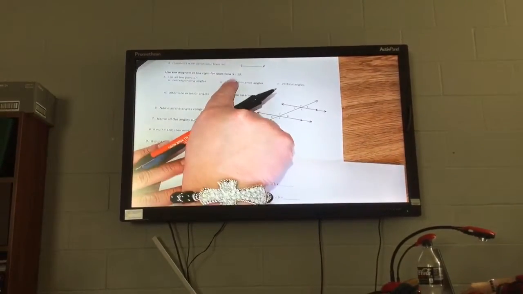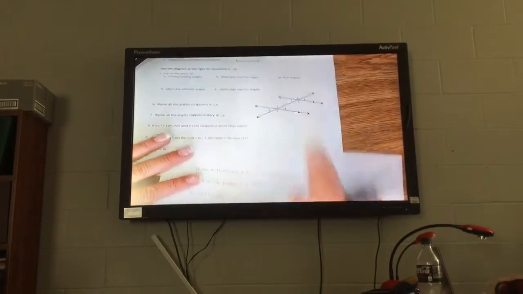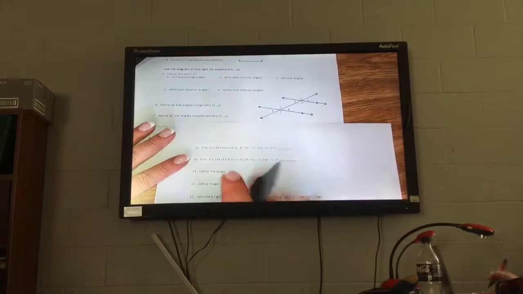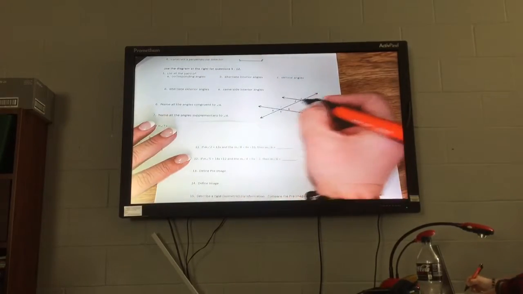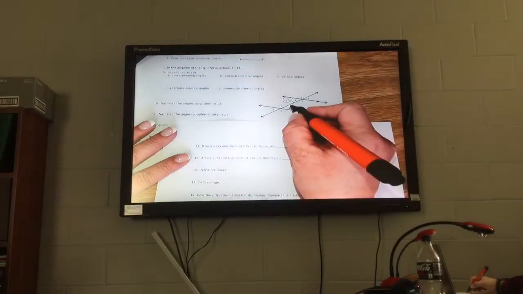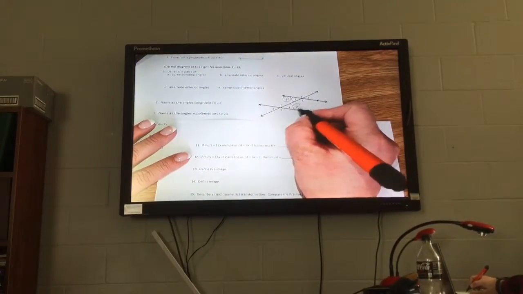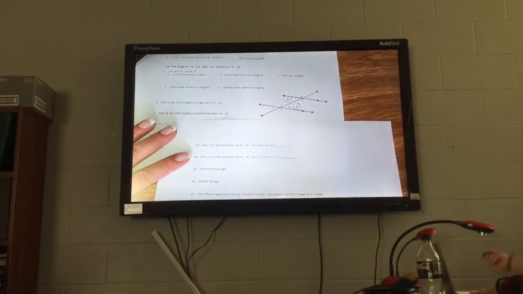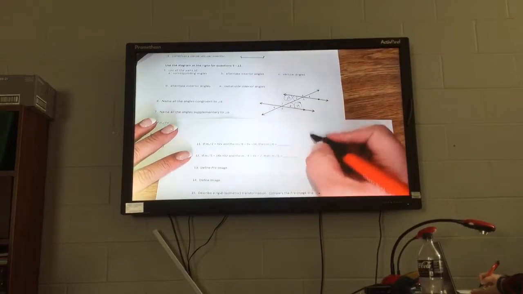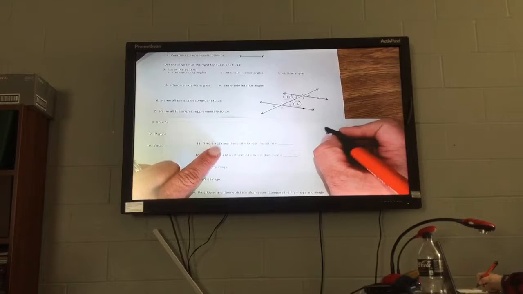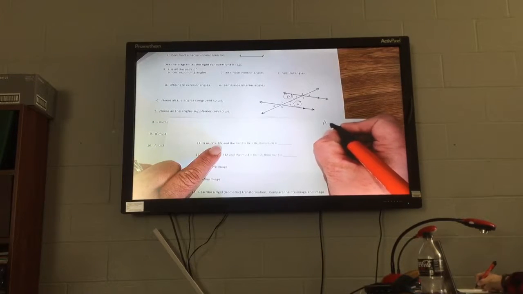On the previous page, 5 through 12, I'm using this picture. If I look at number 11, it says the measure of angle 2, and I always mark it acute because it's a small angle. And the measure of angle 8, those are acute, in case you're wanting to know, they're alternate interior angles. If they're both acute, I'm going to set them equal to each other. So acute equals acute.